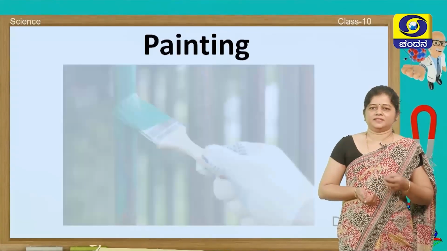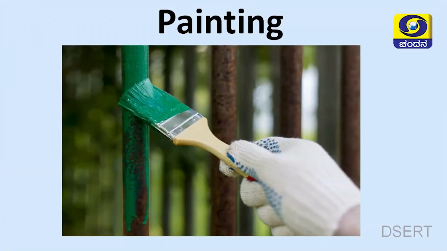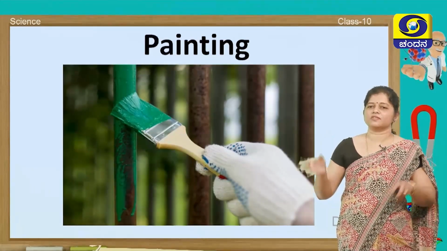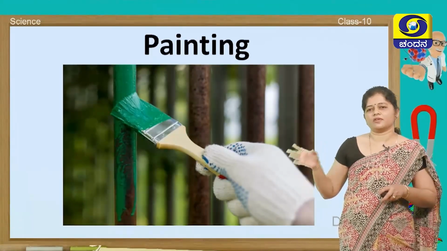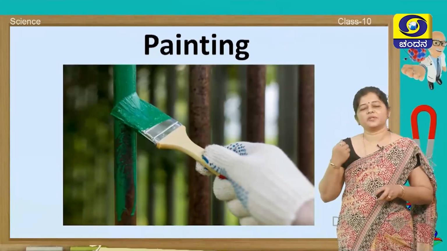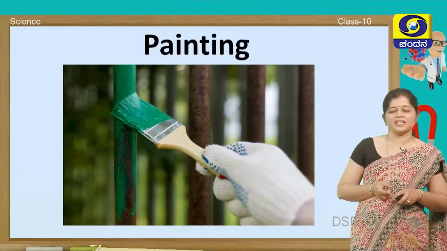Painting. So, painting is one very simple and usual method of preventing rusting of the iron. You would have all seen your classroom doors or the windows or the gates of your school or your houses, where all of them will be painted, and this painting is done to avoid the rusting of the iron.